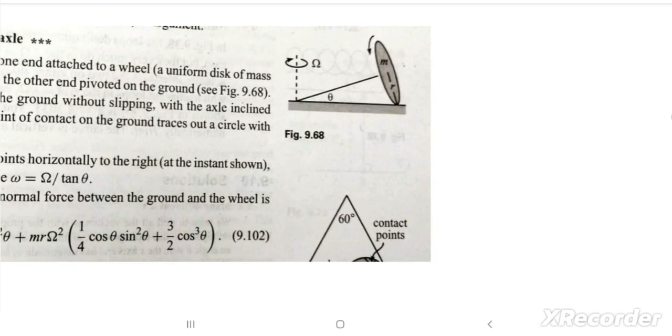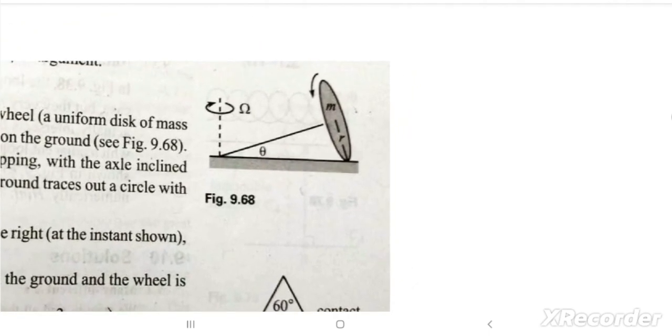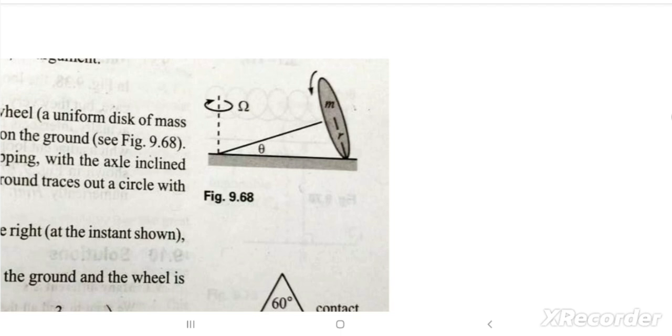The question says that the wheel is rolling on the ground without slipping, with the axle inclined at an angle theta. The point on the ground traces out a circle with frequency capital Omega, so that the omega vector points horizontally to the right as shown at the instant, with the magnitude of omega equal to omega by tan theta. So this question is an interesting one, and if you see, the capital Omega vector is pointing in the downward direction, right?